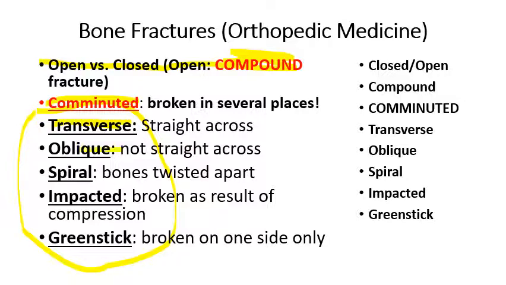An oblique fracture is not in a straight line, it's in an oblique line. A spiral fracture usually results from the bone being twisted before it broke. So I'll show you a picture of it, but it basically forms a spiral shape, when the broken bits form a spiral shape. An impacted fracture is where the bone is broken as a result of compression. And then finally, a green stick fracture, a very descriptive term, is where the bone is not completely broken all the way through. It's partly broken, but the break didn't extend all the way to the other side.